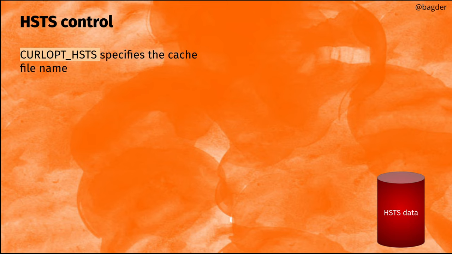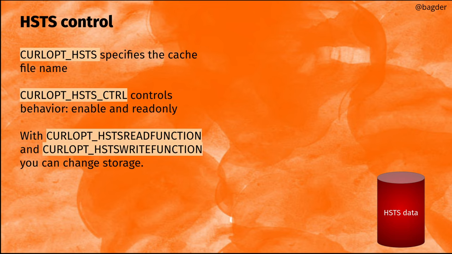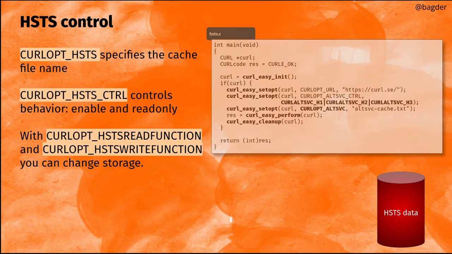And you use that pretty much the same way I showed you alt service, but this has some additional callbacks. Basically the idea here is that you can pre-populate this cache easily by using these callbacks. For example, if you have a number of domains that you know should never be accessible over HTTP clear text, you can pre-populate that cache in your application using these callbacks.